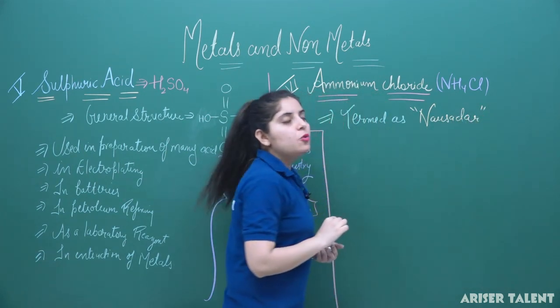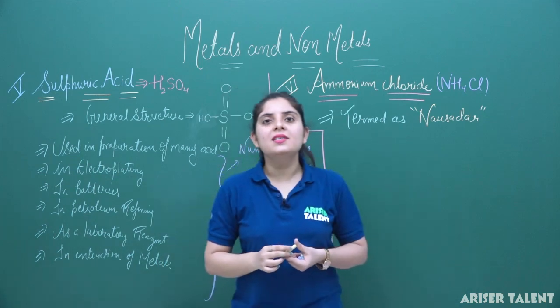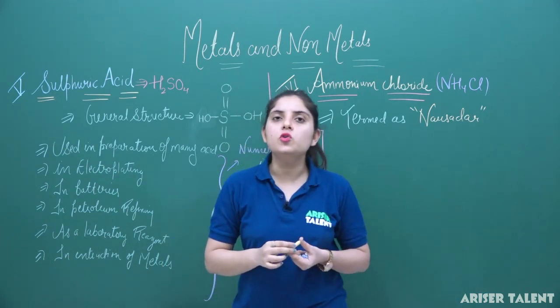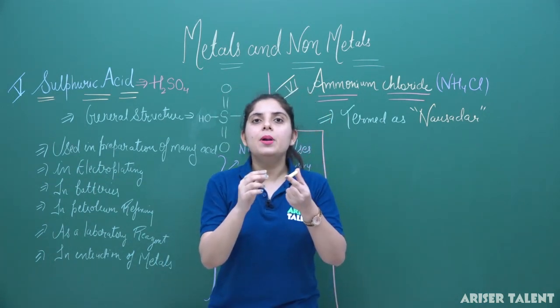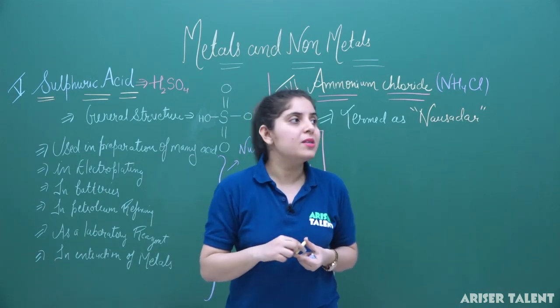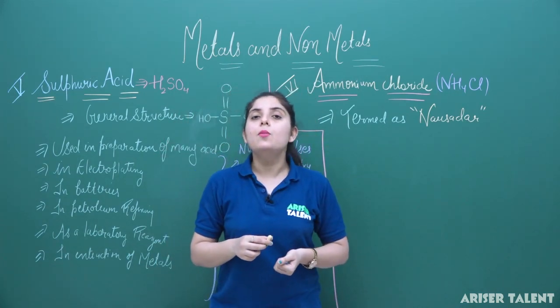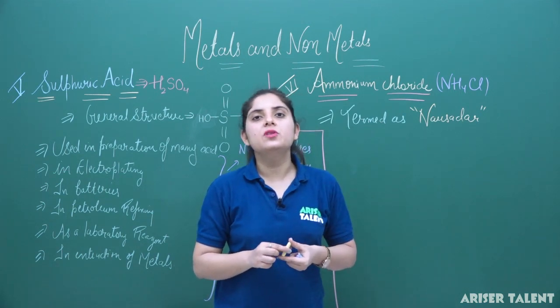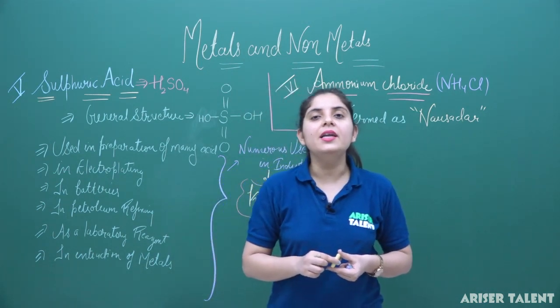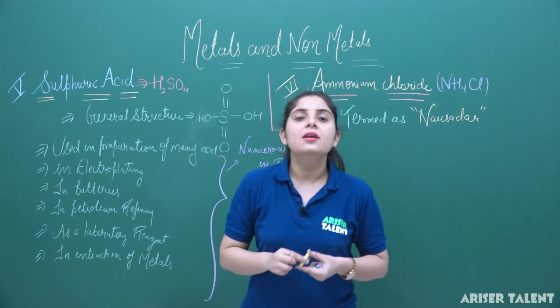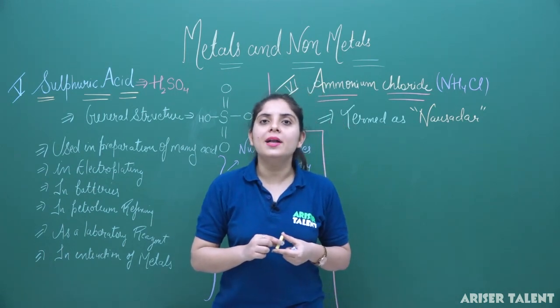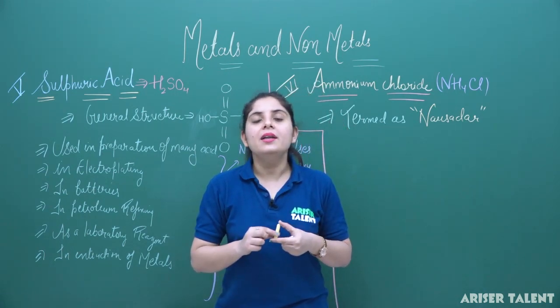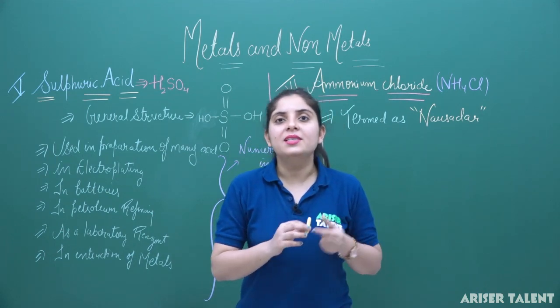This nosadar is used as a soldering material, used for soldering purposes. It means the material used for soldering is formed by using ammonium chloride. Secondly, it is used as a laboratory reagent. Thirdly, it is used for dyeing purposes. Fourth, it is used in electrical appliances, and it is also used in the textile industry.